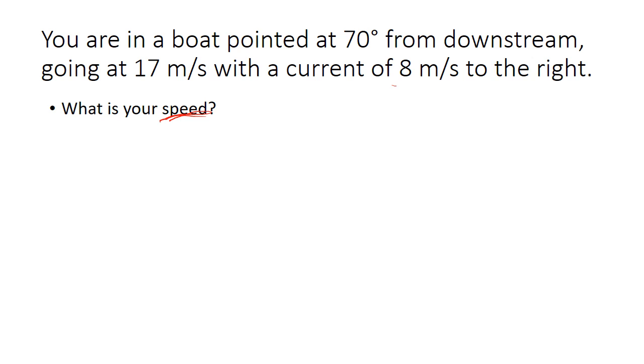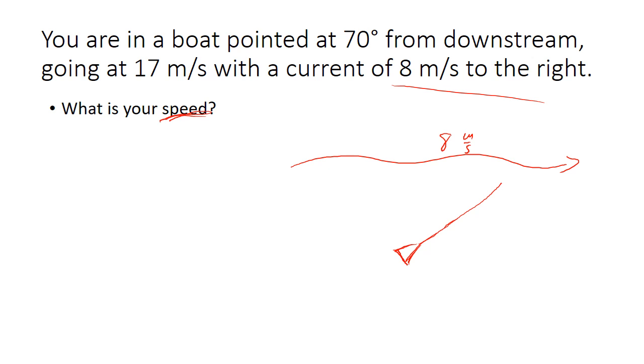So you've got a current of 8 meters per second to the right. So here's my river. It's going 8 meters per second that way. Now, our boat is pointed at 70 degrees from downstream. Downstream is going to the right. So my boat is pointed something like this. Alright, and it's going at 17 meters per second this way. And this angle right here is 70 degrees. Okay, so what we're going to do is we're going to add these together.